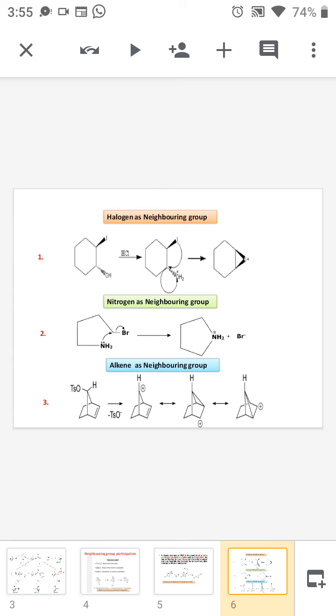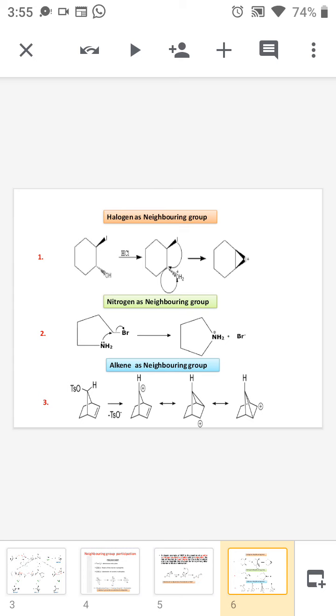So remember that here we have two functional groups, iodine and OH. But we know that iodine is a good leaving group and OH is a poor leaving group. But iodine also contains a pair of electrons. That's why in this example, iodine acts as a neighboring group. See the second example, in which the NH2 acts as a neighboring group, and as in the previous case, it forms a 5-membered ring.